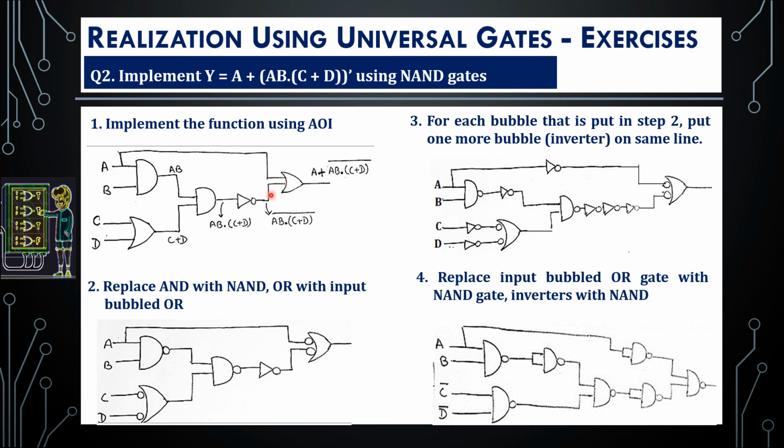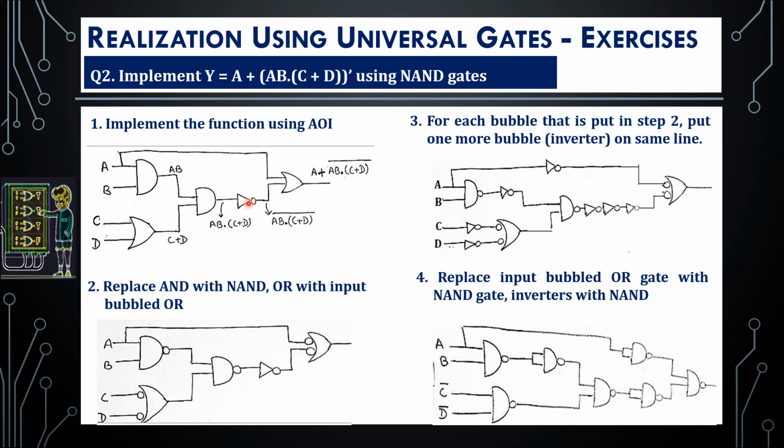Now to the same line where we put a bubble, we need to put one more bubble to cancel that effect. We put one bubble here, so on the same line we put one more bubble to nullify that effect. Here also we put one bubble, and there we put one more bubble to nullify that effect. And we have one inverter here.